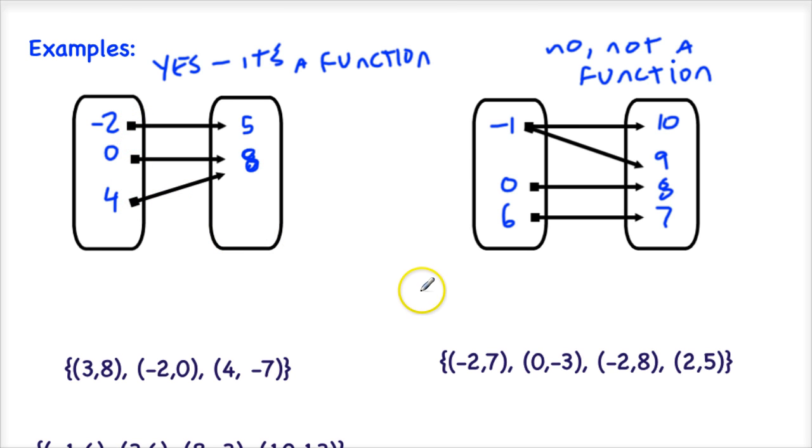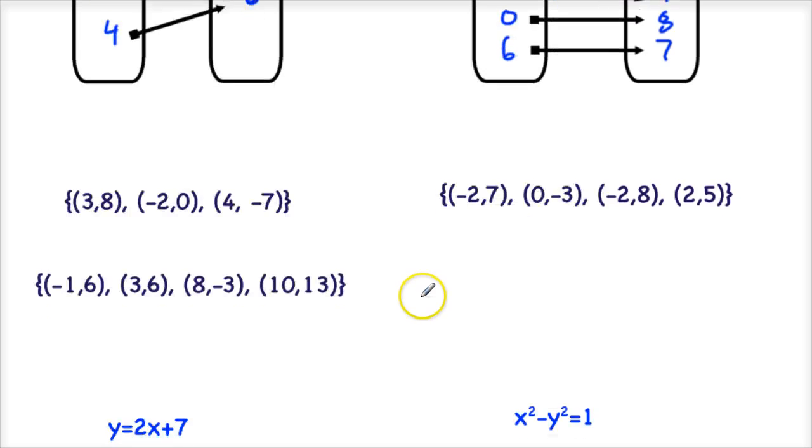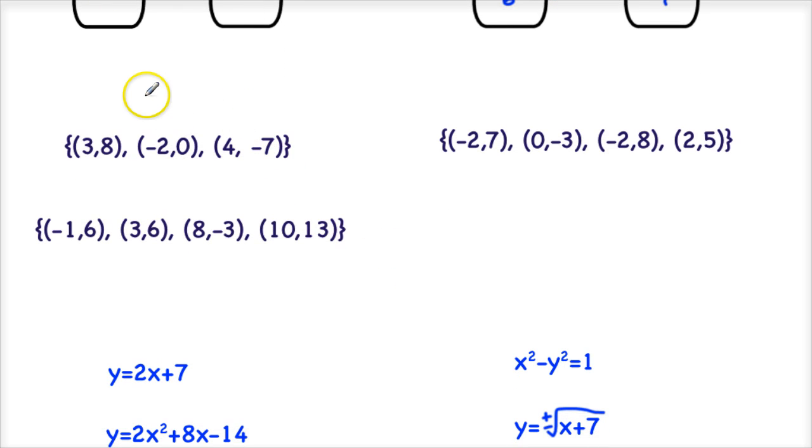Moving down here to talking about the sets of ordered pairs, both of these are okay, right? So these are functions, because I don't see any repeats of x values. So I have 3, -2, 4. That's fine. They're all unique. -1, 3, 8, 10. Those are all different.